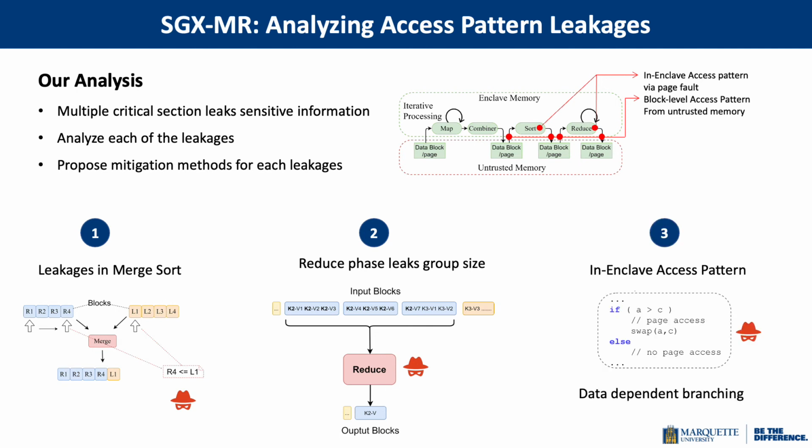And also, there are in-enclave access patterns that leak the data-dependent branching from the enclave. The operating system can observe the page access patterns to find out the data-dependent branching. So we have analyzed each of the leakages and proposed mitigation methods for each of them.